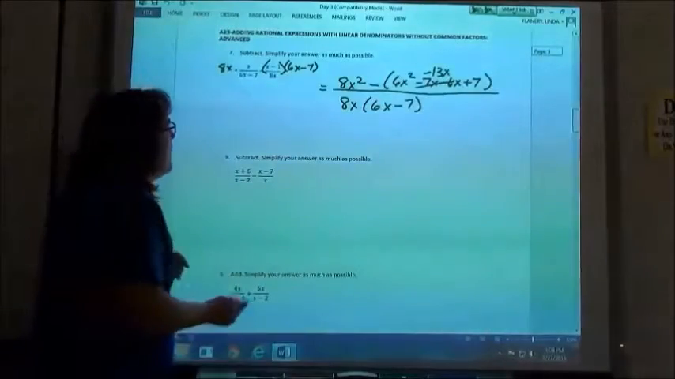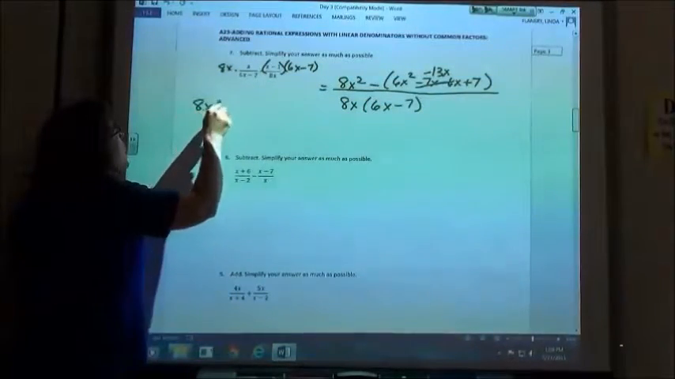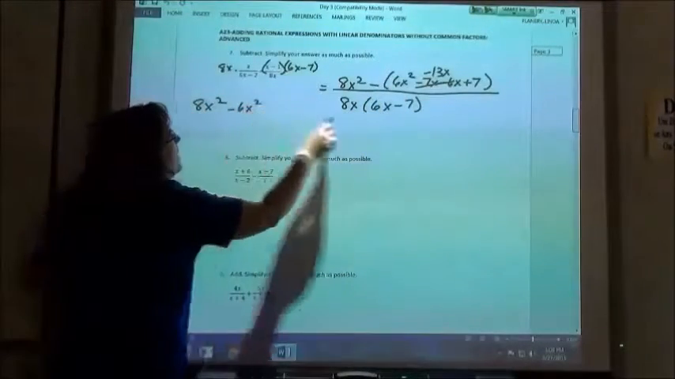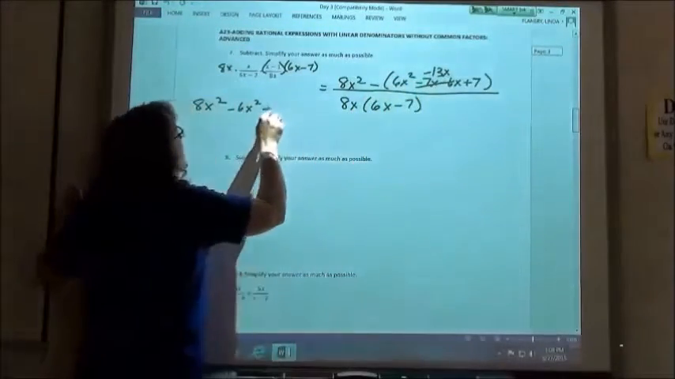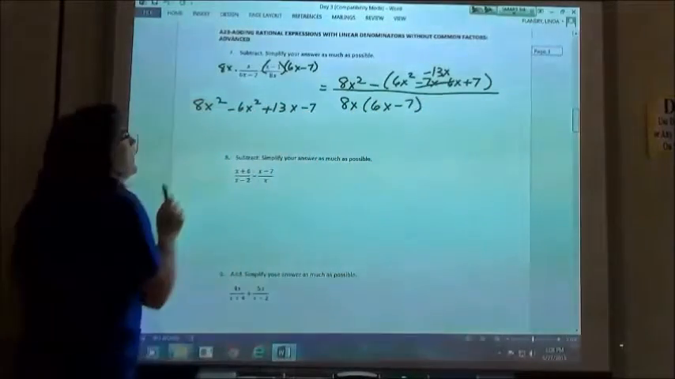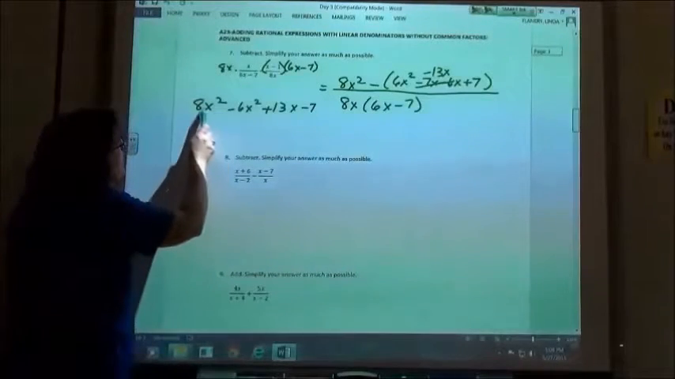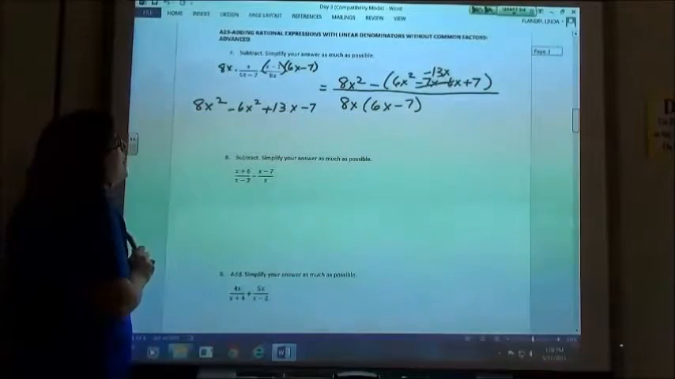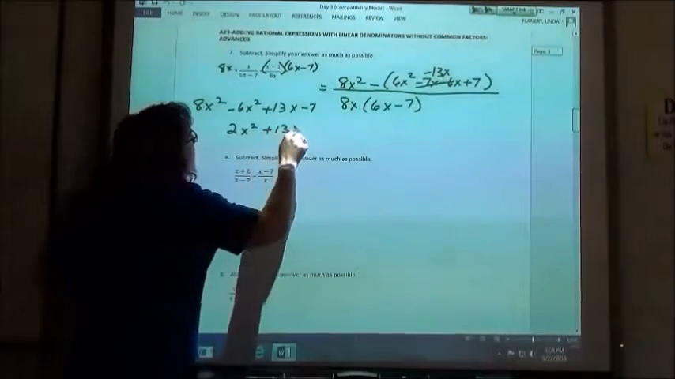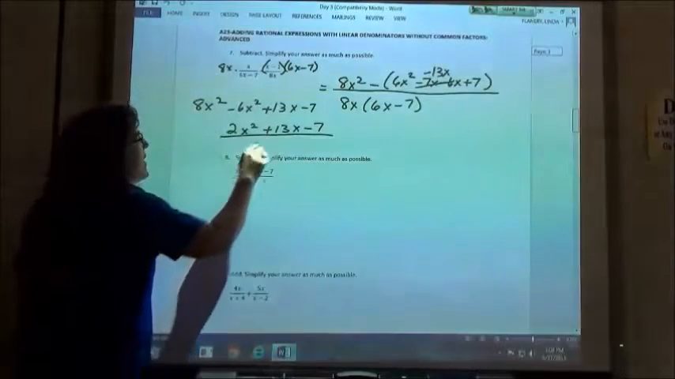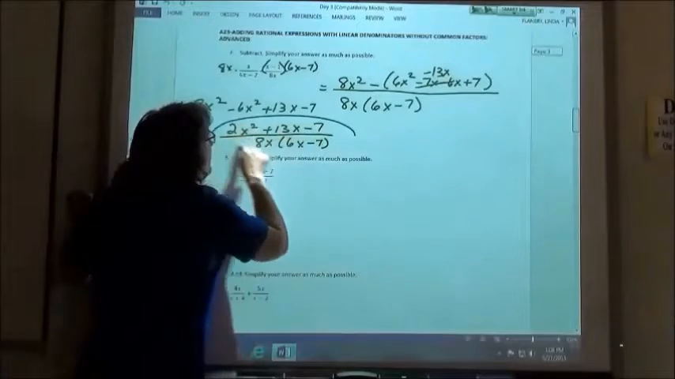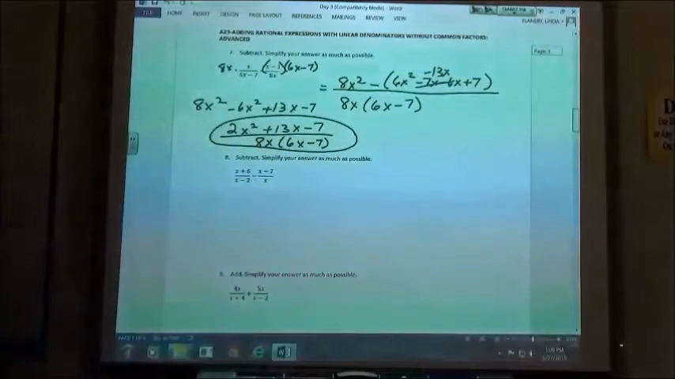So I'm going to have 8x squared, and then I'm going to have a minus 6x squared. That's going to change to a positive 13x, and that's going to be minus 7. The denominator is going to stay the same, but here I can combine my 8x squared and my minus 6x squared, so I'm going to have 2x squared plus 13x minus 7 over my denominator, which is the 8x times 6x minus 7. And that's what I'm going to put in for my answer.